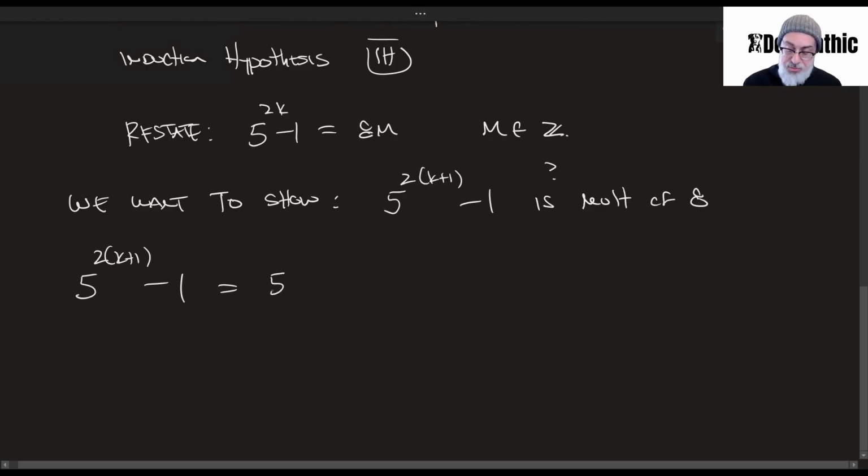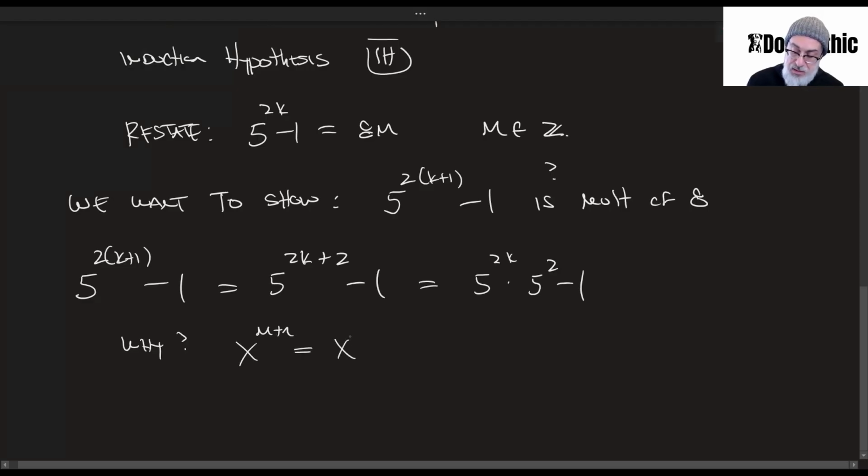First thing we're going to do is distribute this 2, so 2k, and my little k's are not great, plus 2 minus 1. Now we can write that as 5 to the 2k times 5 squared minus 1. Why do we do that? Well, if I have x raised to the m plus n, the exponent rule tells me that that's the same as multiplying the bases raised to each individual power. So that's why we can write it this way.